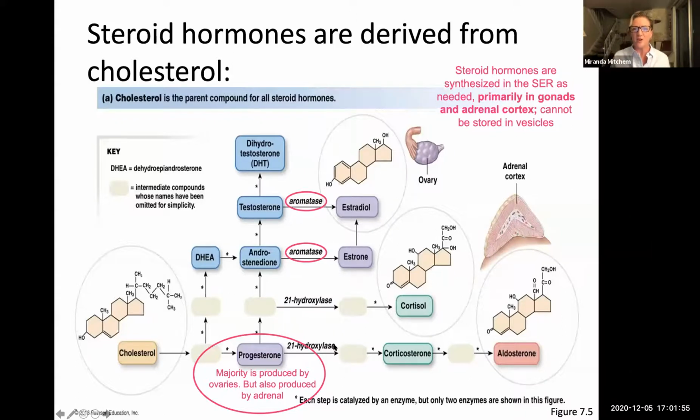What I'm interested in you learning is that our steroid hormones are all derived from cholesterol. Now, these are made not in the rough endoplasmic reticulum. This is not protein. Steroid hormones are made in the smooth endoplasmic reticulum of the gonads and the adrenal cortex cells. They aren't stored. They are made on demand because cholesterol is already made. So these other changes aren't as time consuming or as significant as is the creation of cholesterol. We've already got our precursor molecule ready to go.